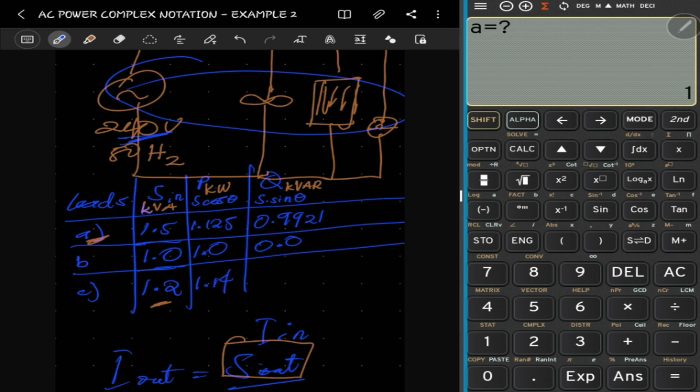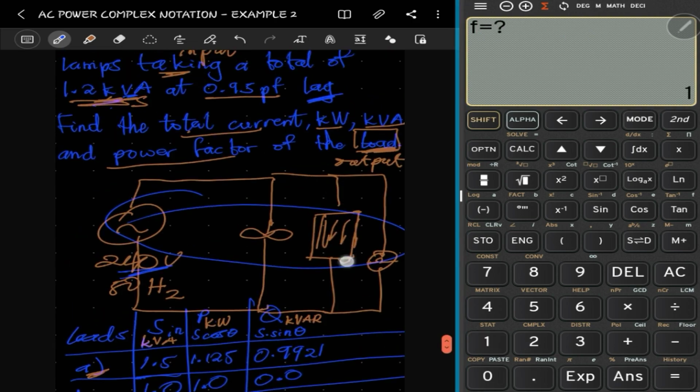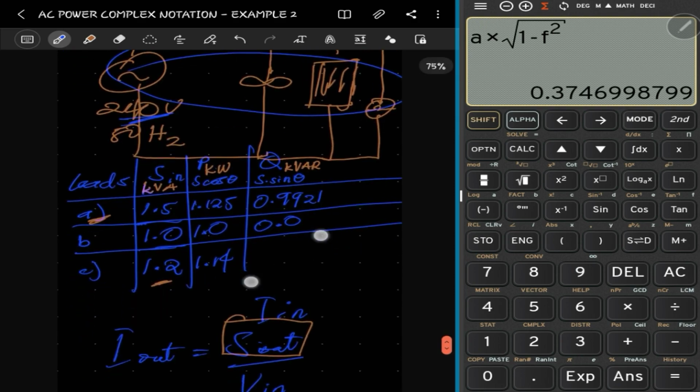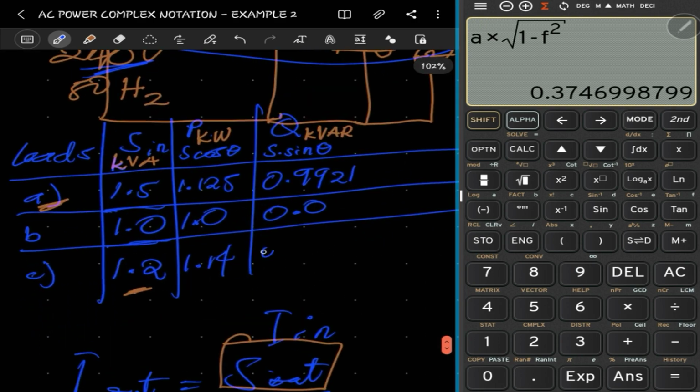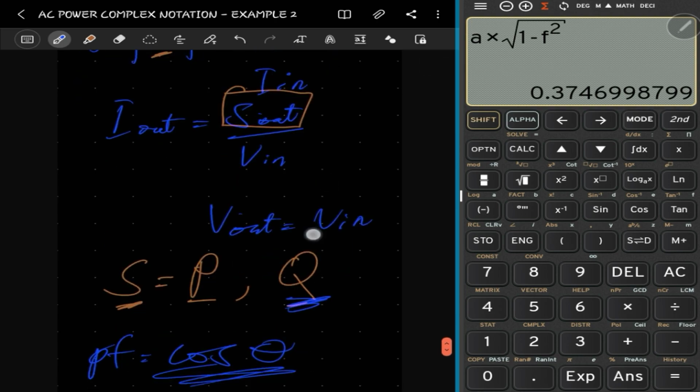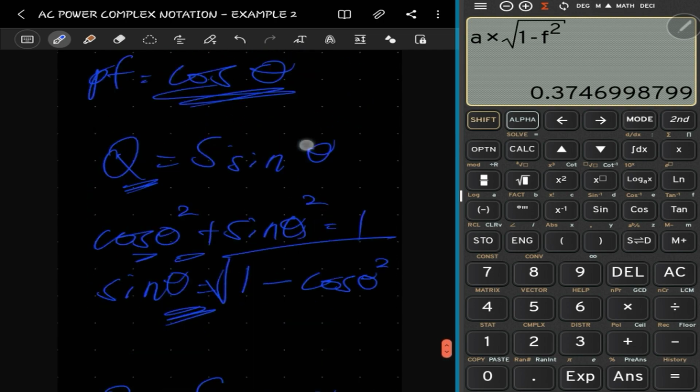For C, the apparent power is 1.2, and the power factor was 0.95. That gives us, let's do 4 dp, 0.3747. The units are already there. So we have all these. That will mean that we will be able to find our S input, and we'll be able to find our current. So let's try and find current first.